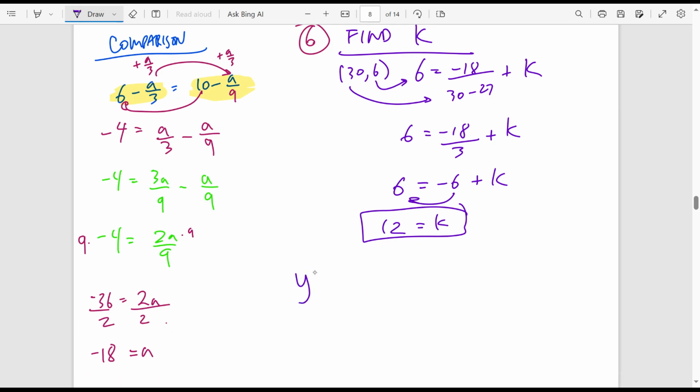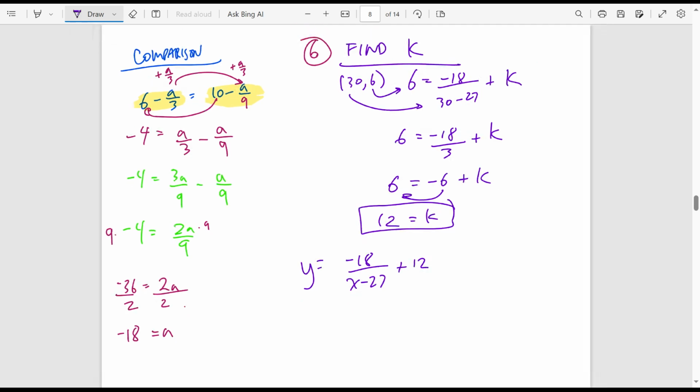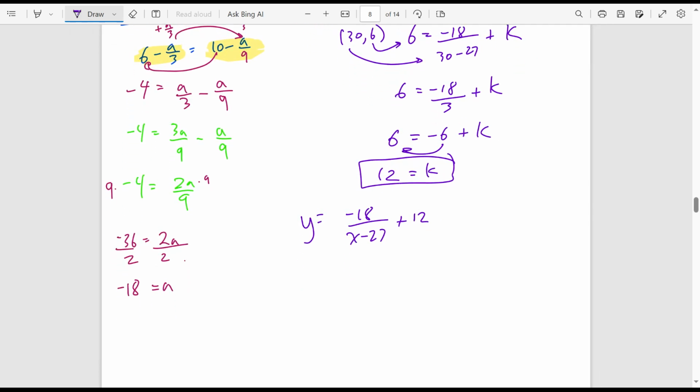So now the rule of this function is going to be negative 18, x minus 27 plus 12. Again, these are complicated and long. I will tell you that these in conics are the biggest questions. And then it just becomes more complex but less work.